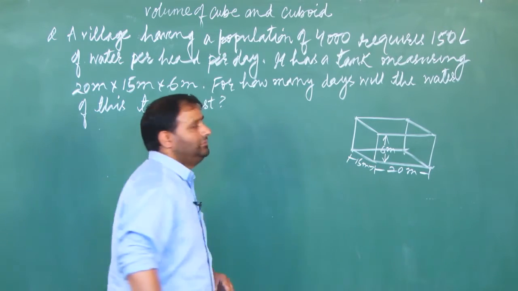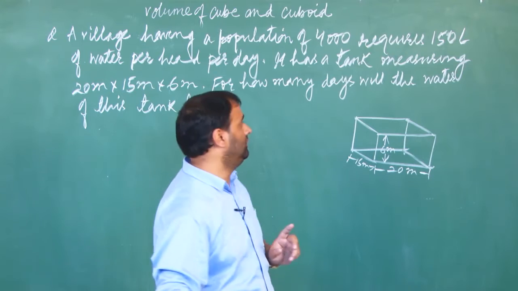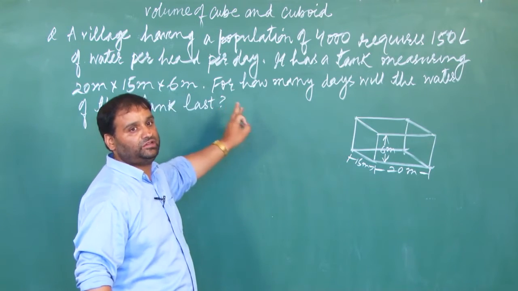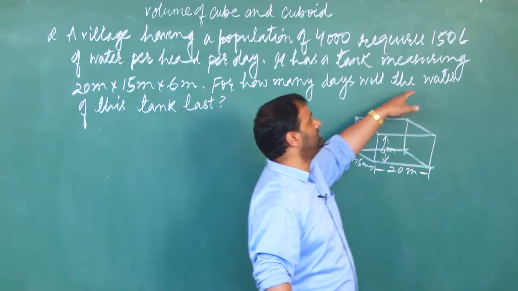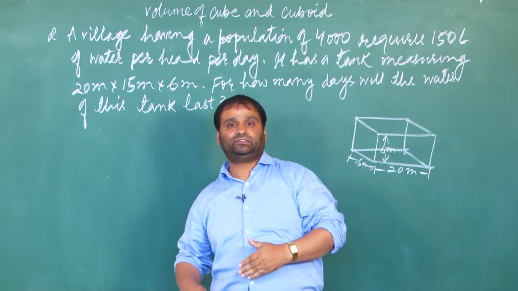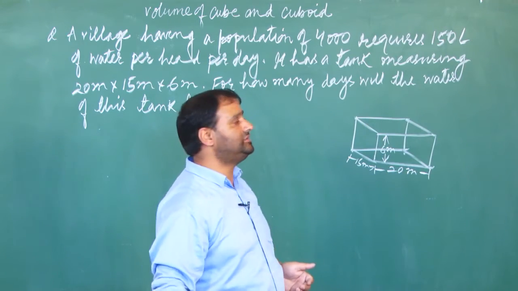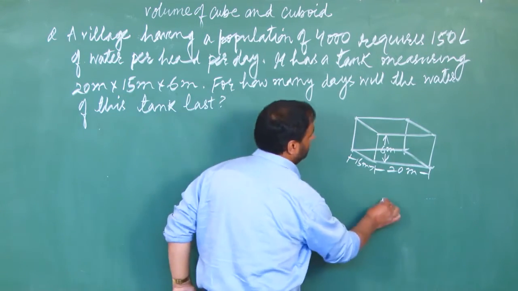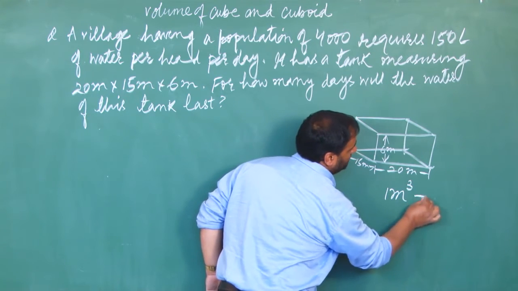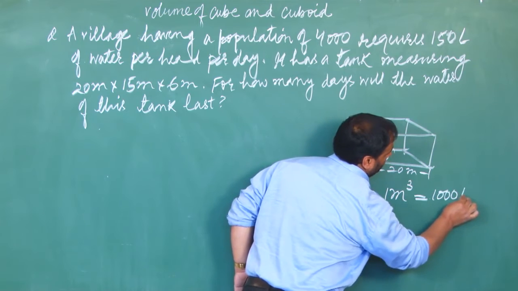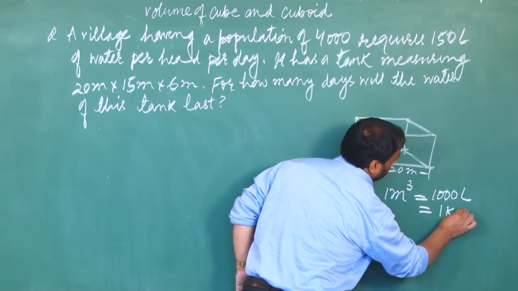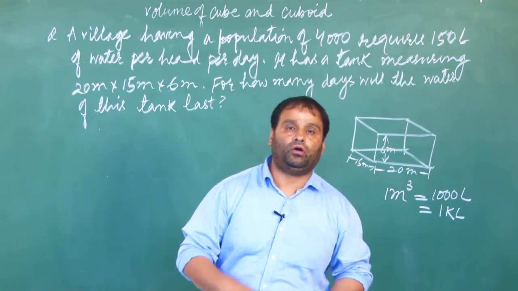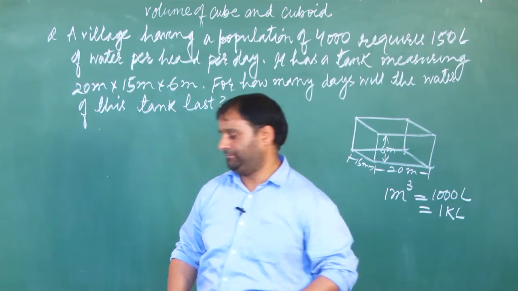So, there is a little bit of change in that question. While the dimensions of the tank are given in meters, the consumption of water is in liters. So, liter is one sort of unit and meter is another sort of unit. The relation between the two is this: 1 meter cube is equal to 1000 liters, and 1000 liters is equal to 1 kiloliter. Either we need to change liters into kiloliters or meter cube, or meter cube to liters or kiloliters.